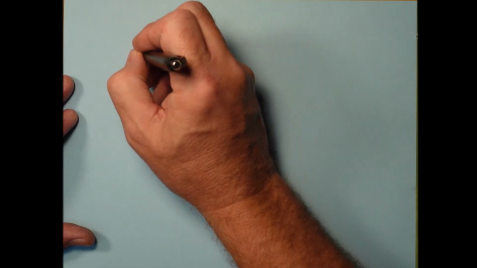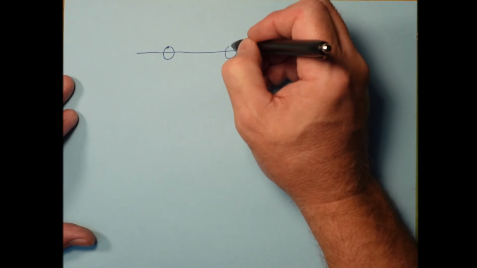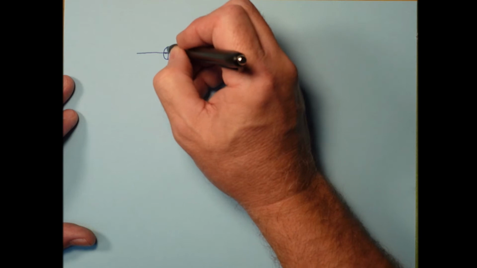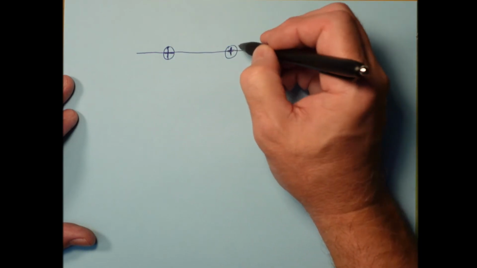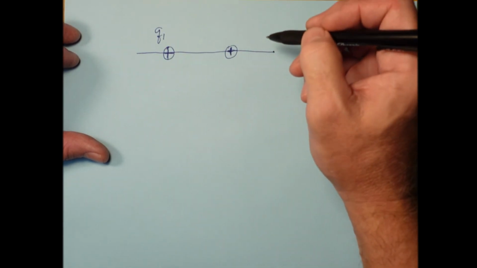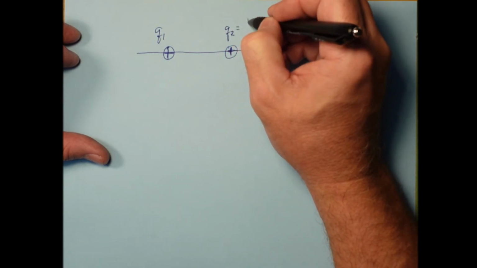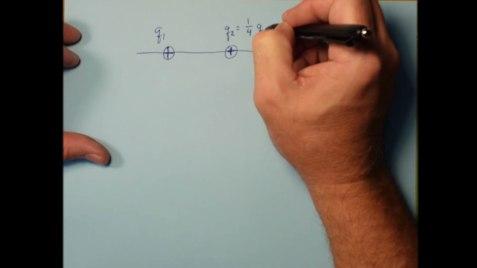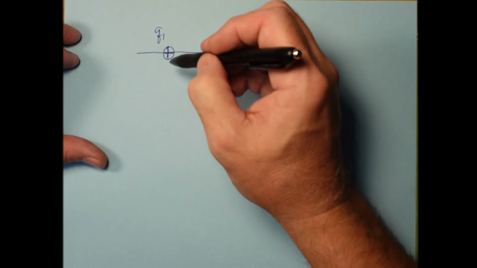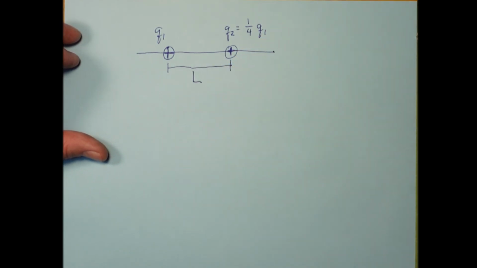Let's look at something else then. Let's say that I have some point charges that are along a line here. Here's my line, here's my point charge, here's my other point charge. Just for the sake of argument, let's say they're positive. So those are both positive point charges. Let's say this one is Q1, and this one over here is Q2, but Q2 has a value that is 1/4 Q1. Okay? The distance between these two charges, we're going to give it a variable named L.